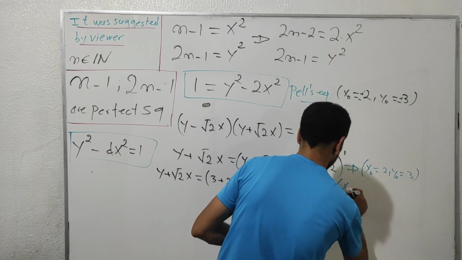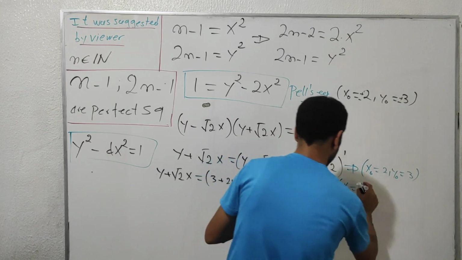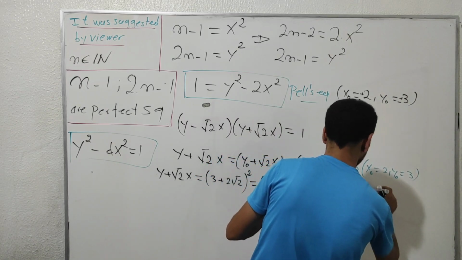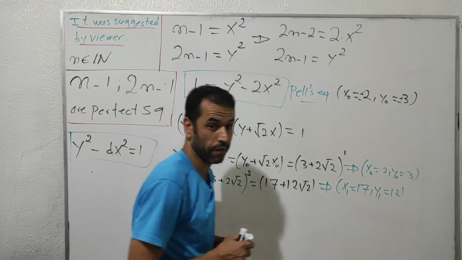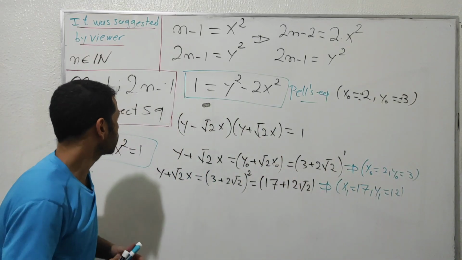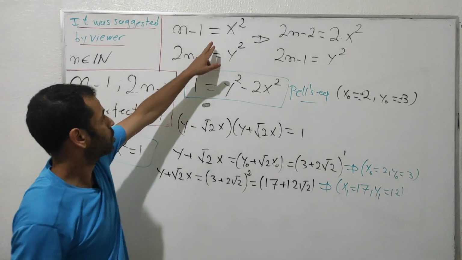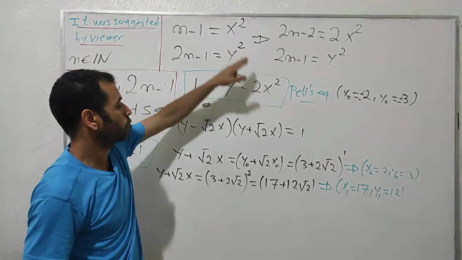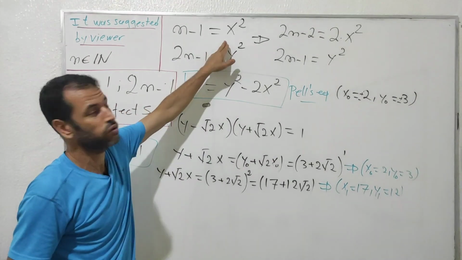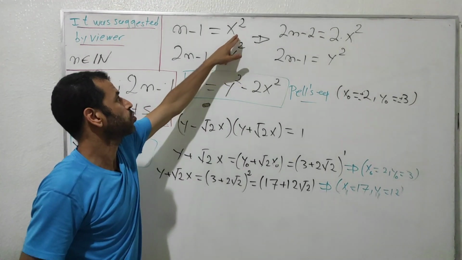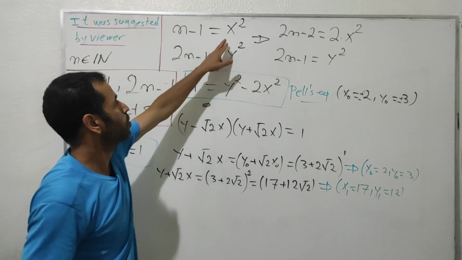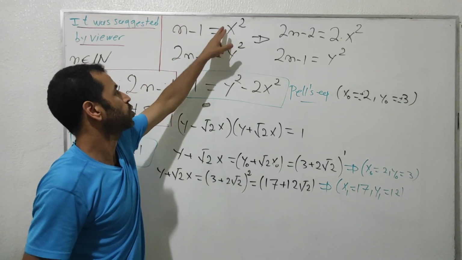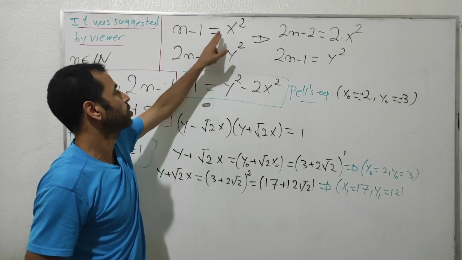which is x1 equals 17 and y1 equals 12. Don't look for the negative or positive solutions, because we don't care about the sign of x, since we have x squared anyway. We are looking for n, so whatever the sign of x, as we have x squared, everything turns positive.